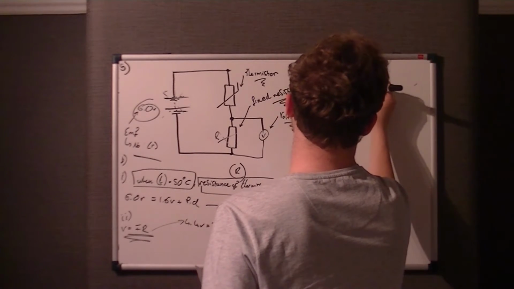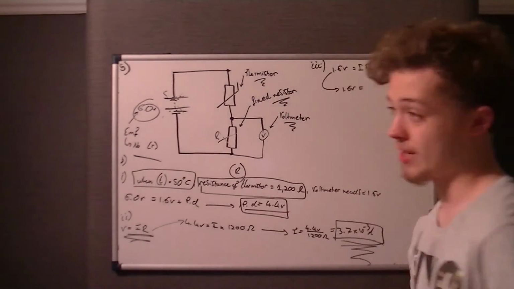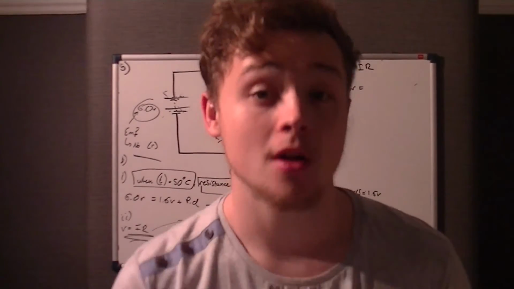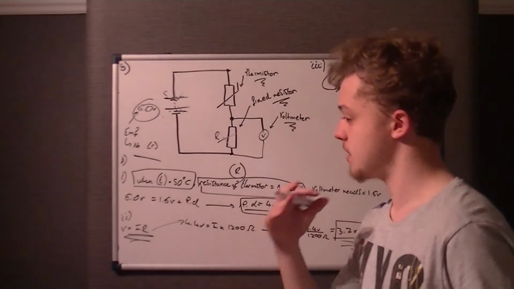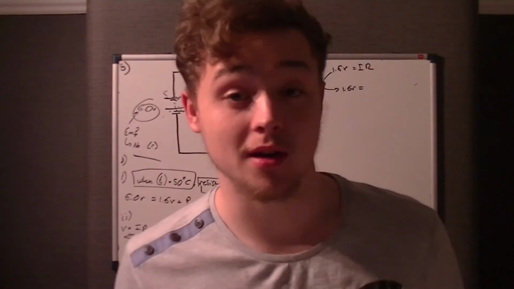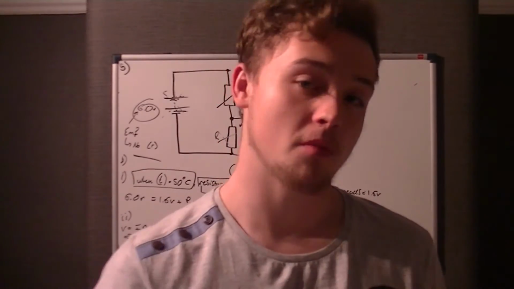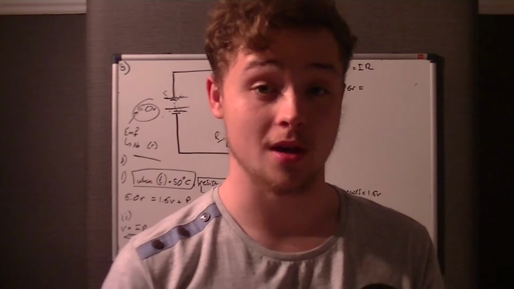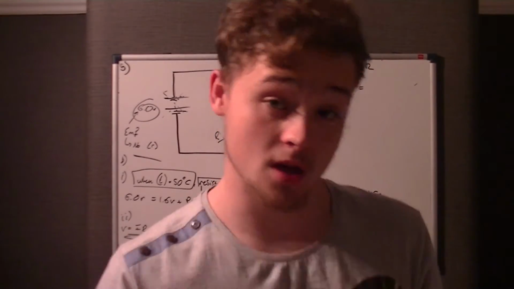And we know, obviously, the current. We've just worked out the current. The current is the same throughout the circuit. If it was in parallel, then the current would be split. But because it's all in a series circuit, it's the same anywhere in the circuit.